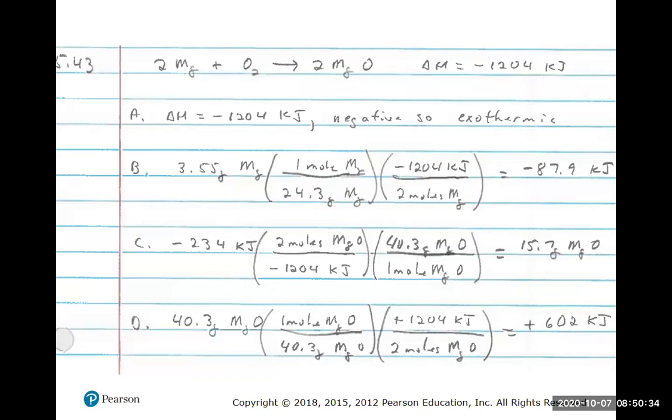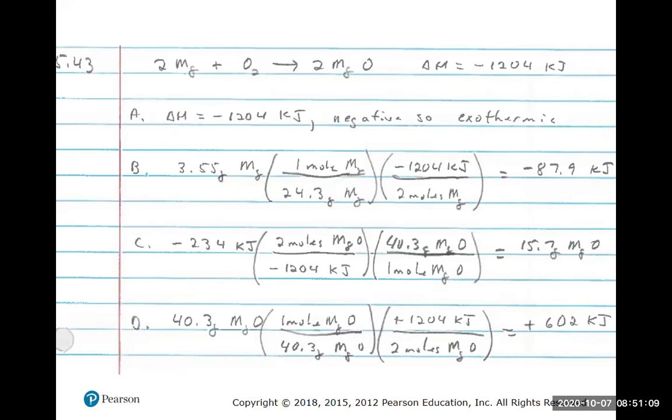The question was, let me read it again for you. It said calculate the amount of heat transferred when 3.55 grams of magnesium reacts at constant pressure. So once we saw that we're starting with grams and we want to get to that energy number, then we knew we're probably going to have to go to moles to take advantage of some of this stuff. Okay.